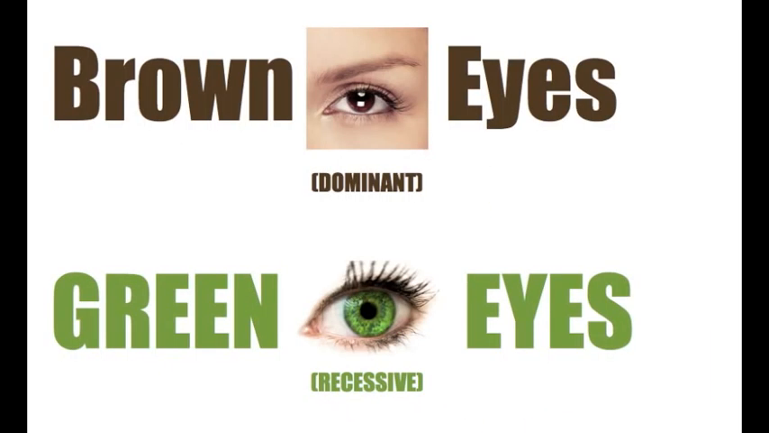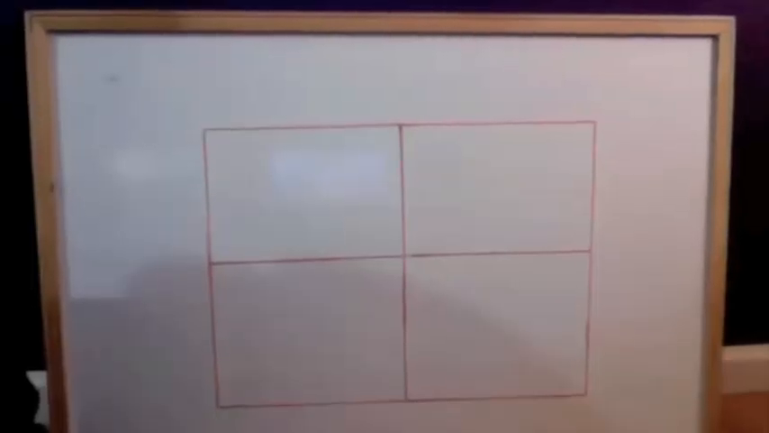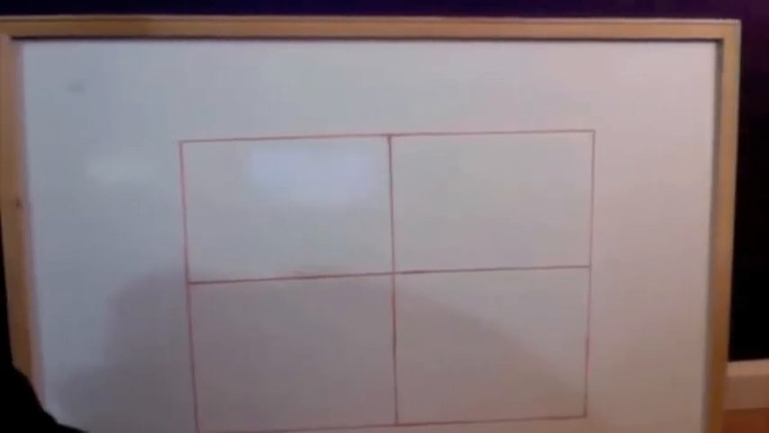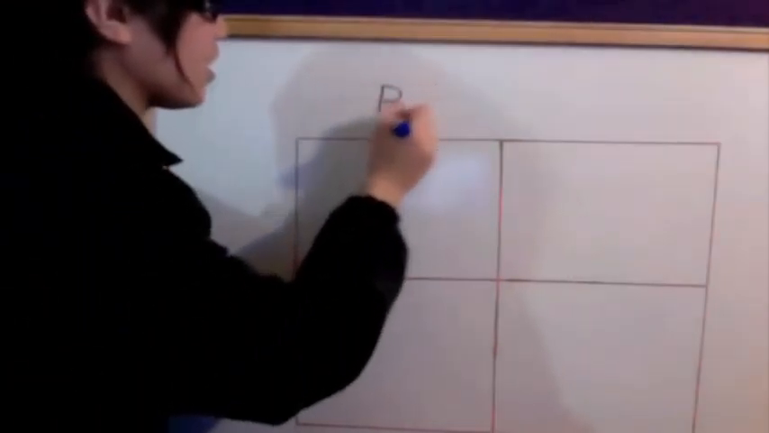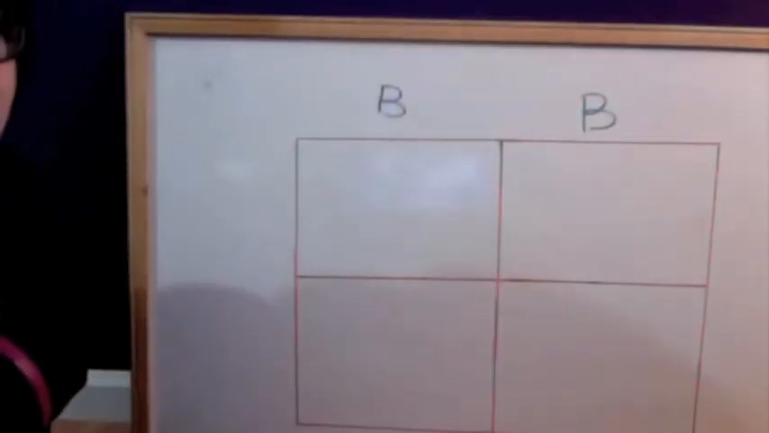You would use the first letter of a dominant trait. For example, if a dominant trait is brown eyes and a recessive trait is green eyes, you would use the letter B. Now back to Punnett squares. A Punnett square is a square that's divided up into 4 smaller squares. For example, your parents' genotypes are big B, little b, and little b, little b.